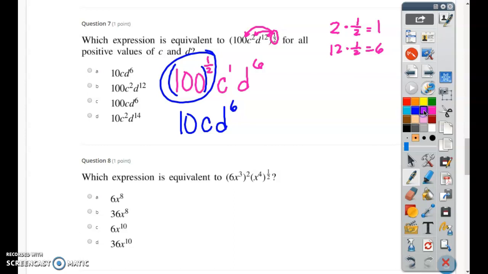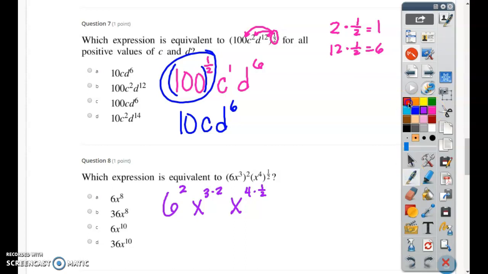Okay? We're going to do the same thing with this one. The 2 goes with the 6, and then the 3 and the 2 multiply. The 1/2 and the 4 also multiply. So I have 6 squared, and then I have x to the power of 3 times 2, and then right here I have x to the power of 4 times 1/2. So you have to do this one in Desmos, multiply these two, and multiply these two to get you the answer. Pause the video and work that out.